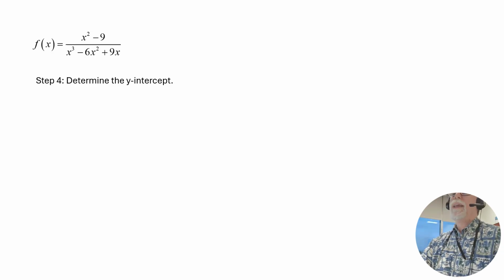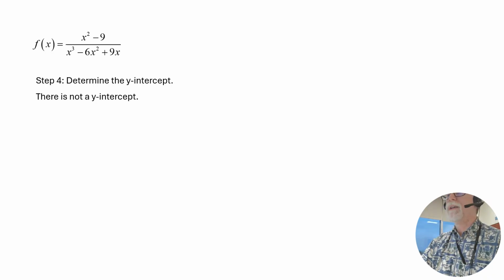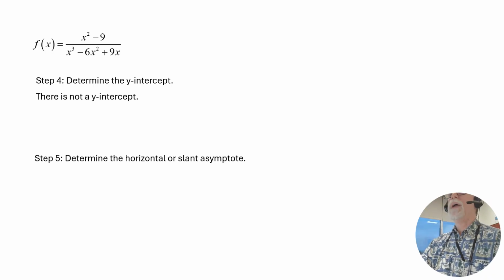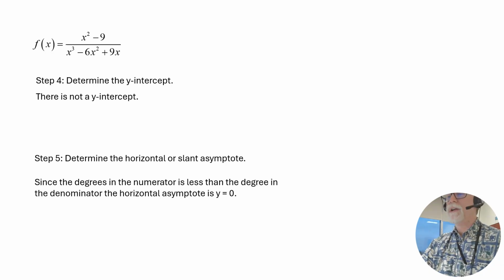Y-intercept. Well, we can't plug a 0 in there because we divide by 0. So not a y-intercept on this one either. And horizontal or slant, compare the degrees of the numerator and denominator. Numerator's less than, so our default, y equals 0, otherwise known as the x-axis, but always write it as an equation.